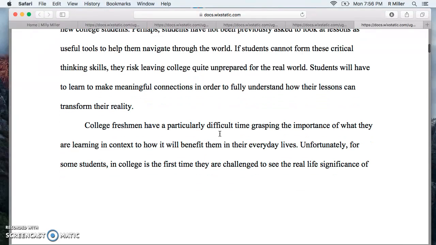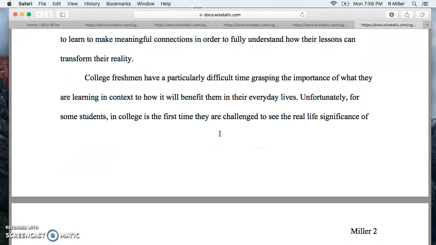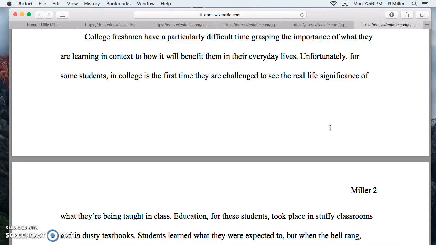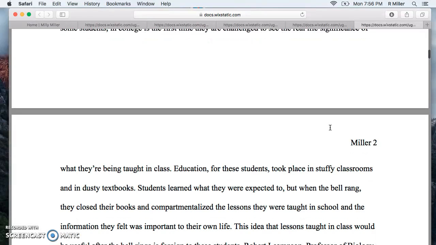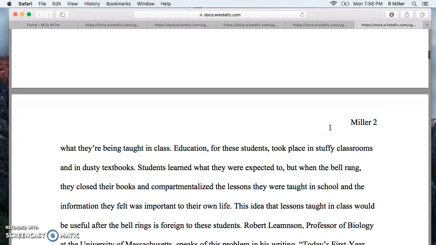So I did that by adding little passages here or there that I felt made my voice stronger, like this. College freshmen have a particularly difficult time grasping the importance of what they are learning in context to how it will benefit them in their everyday lives. Unfortunately, for some students, in college is the first time they are challenged to see the real-life significance of what they're being taught in class. Education for these students took place in stuffy classrooms and in dusty textbooks. Students learned what they were expected to, but when the bell rang, they closed their books and compartmentalized the lessons they were taught in school and the information they felt was important to their own life. So yeah, I just added little bits like that I felt strengthened my paper.